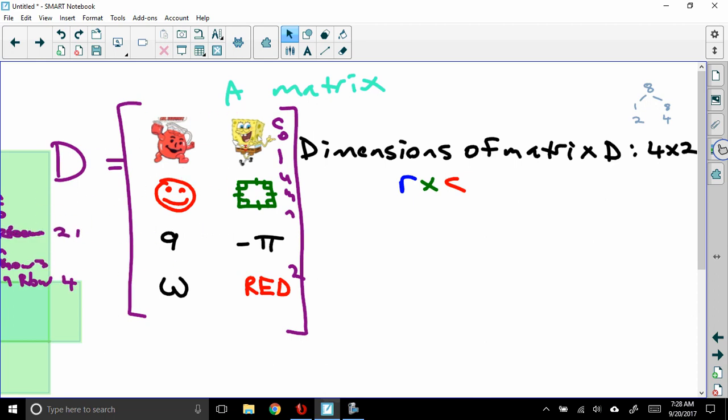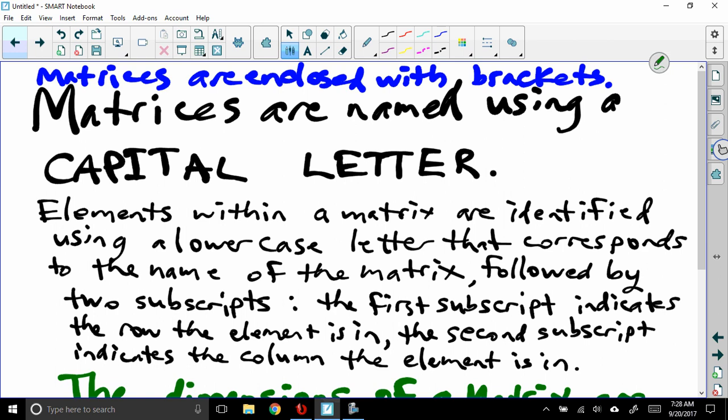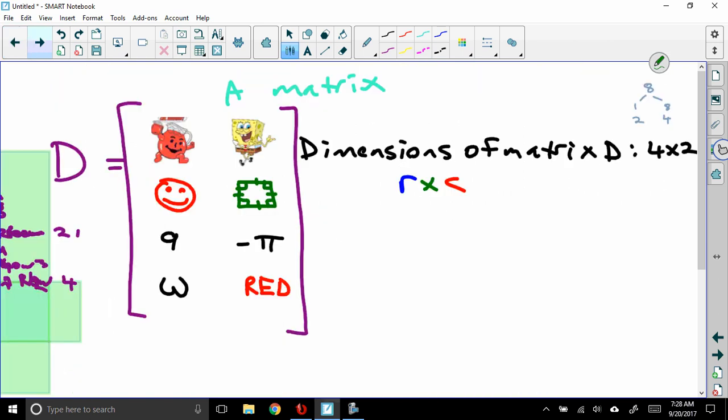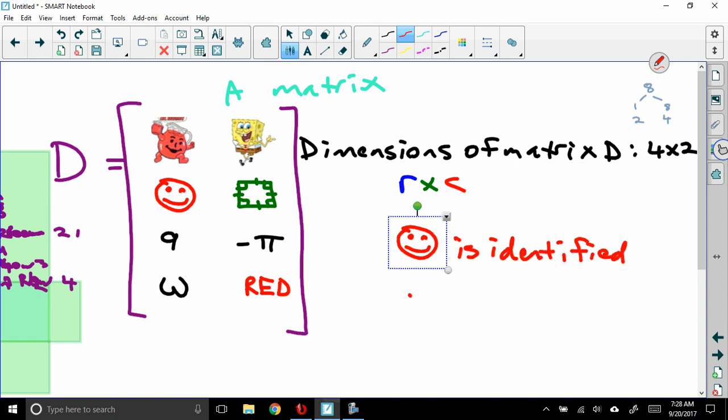And the next thing we want to think about is how to identify particular elements. Remember we said elements are identified using a lowercase letter that corresponds to the name of the matrix, followed by two subscripts. The first one indicates the row, second indicates the column. So if we're talking about this smiley face, how would we identify smiley face?